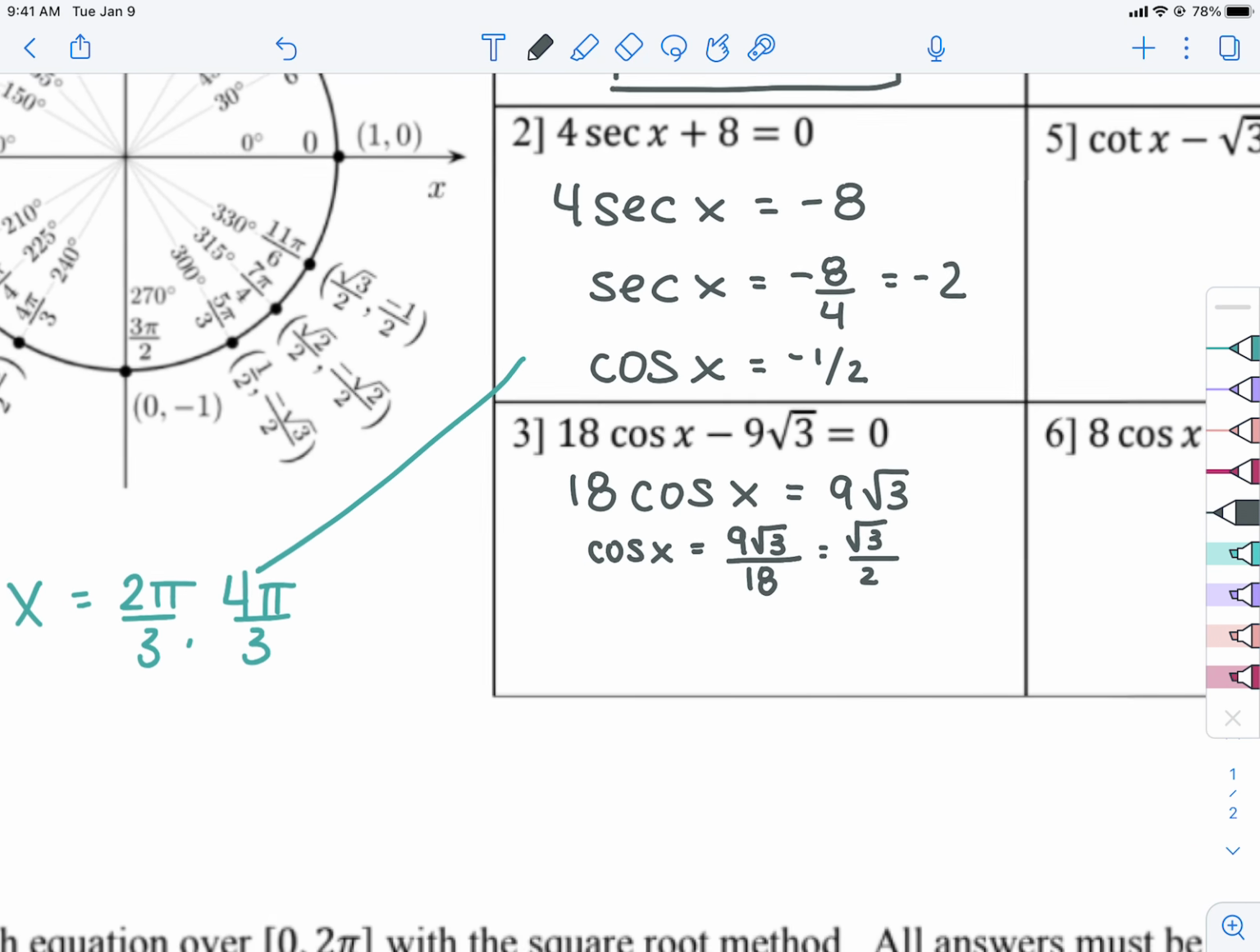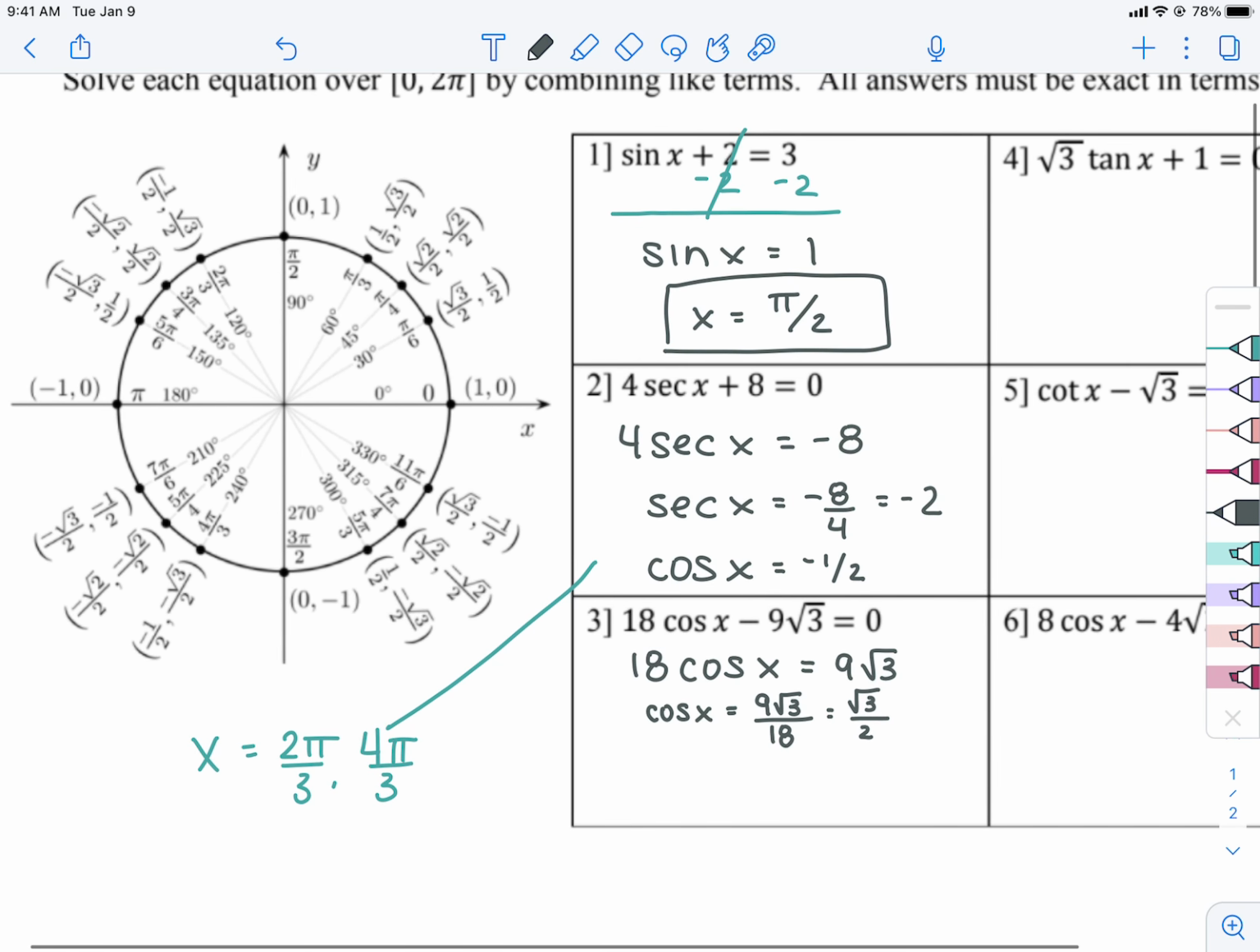So now I'm really looking for x coordinates of root 3 over 2. Yep, 30 degrees or pi over 6, right? And I only want my x coordinates. So as I go around, the other one I see is 11 pi over 6. So my x values here are pi over 6 and 11 pi over 6.